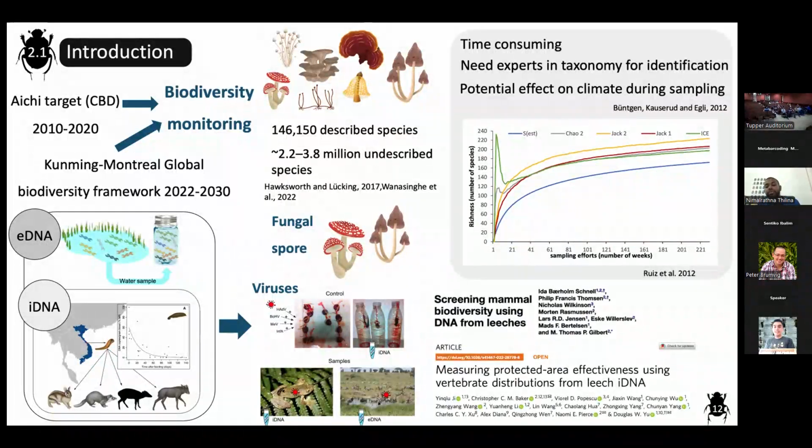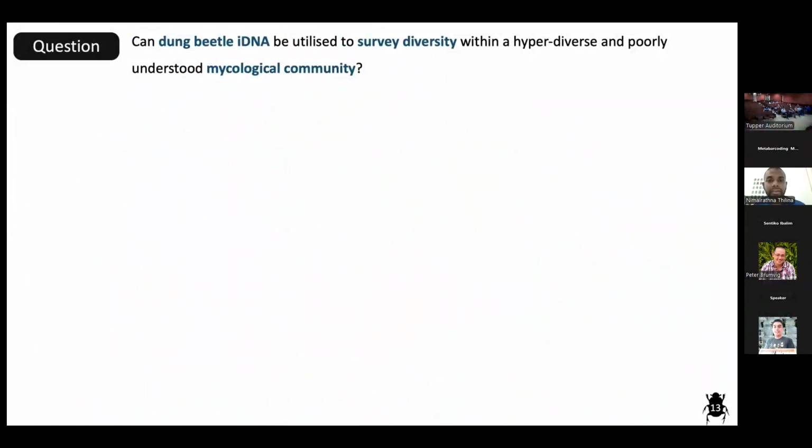Recent studies use iDNA not only for biodiversity monitoring, but also to measure conservation outcomes. So in this study, as the first question, we looked at whether we can use dung beetle iDNA to sample the mammal community in a given habitat.